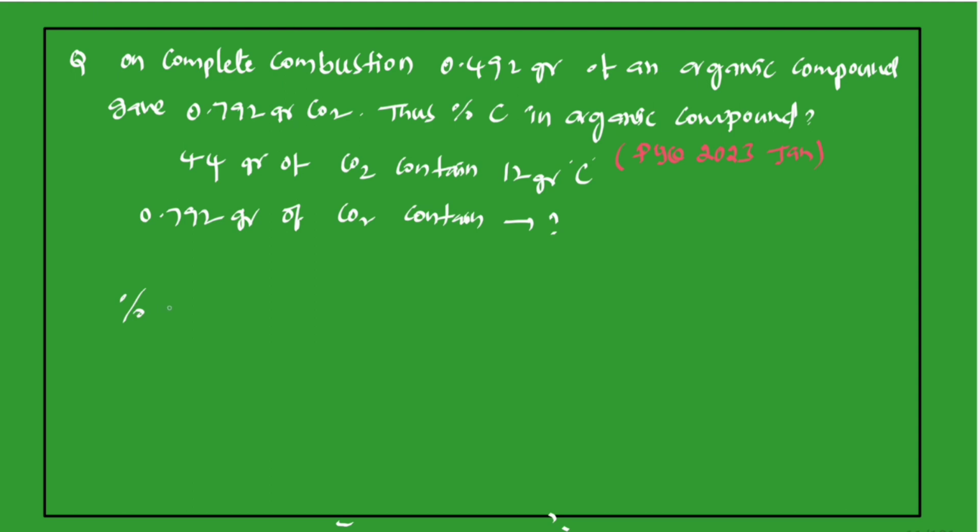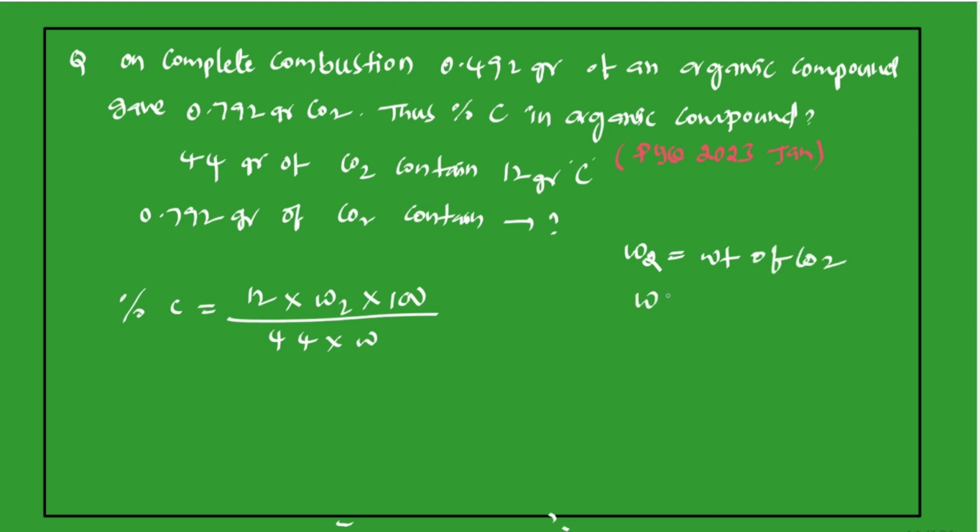How to calculate the percentage of carbon in an organic compound: it is equal to 12 into W2 into 100 upon 44 into W. Here, what is W2? W2 is the weight of CO2. What is W? It is the weight of the organic compound. The weight of CO2 is given, 0.792. The weight of the organic compound is also given, 0.492. Let's substitute the values.